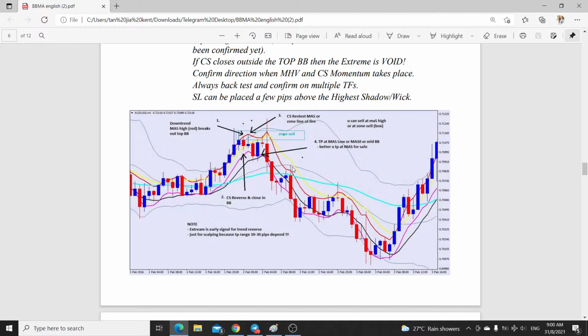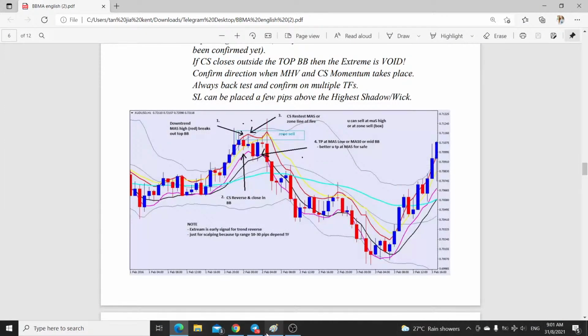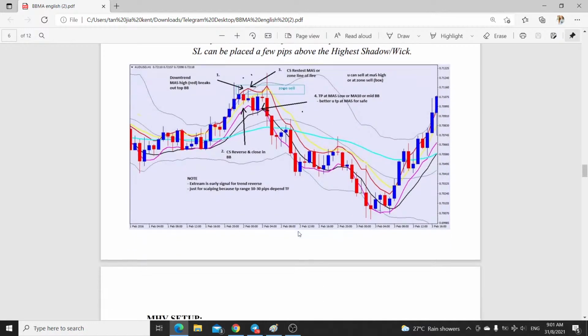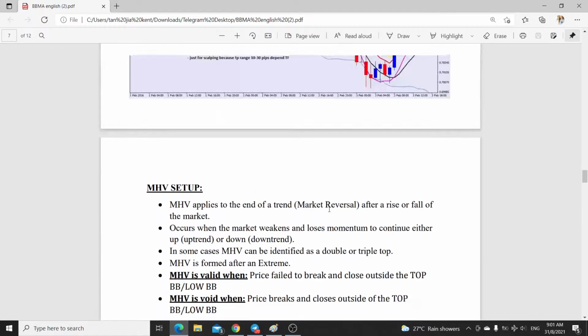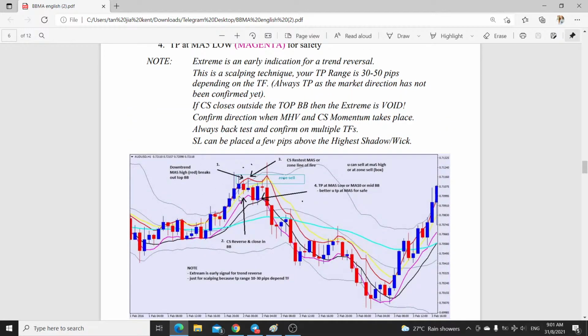After that, re-entry. So it's extreme, MHB, momentum, re-entry, momentum, re-entry. This is where you enter, re-entry, momentum, re-entry. Then price reverses from there. Do you get it? So this is extreme. When price moves out of the Bollinger Band, this is extreme.